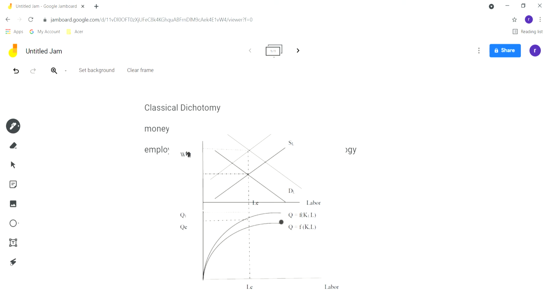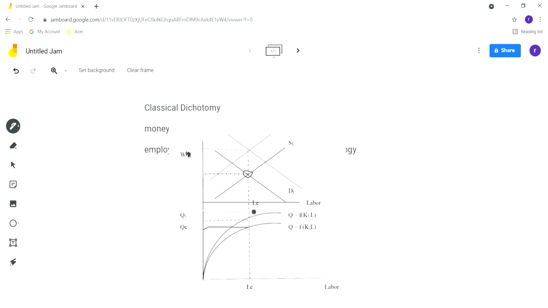Okay, so let's get into the diagram. Here we have the supply curve of labor and here we have the demand curve for labor. Demand curve is a negative function of money wage rate and supply curve is a positive function of money wage rate. The intersection of demand curve and supply curve at this point determines the equilibrium level in the economy. So it determines the money wage rate as well as the level of employment. The level of employment has been found at LE, and at LE level of employment the amount of output is QE.